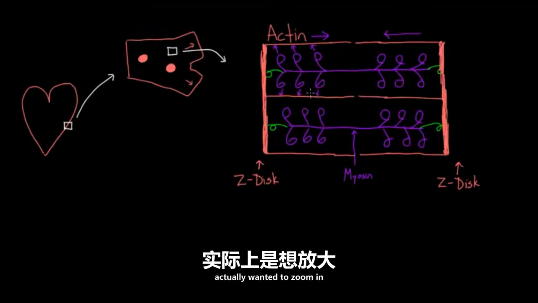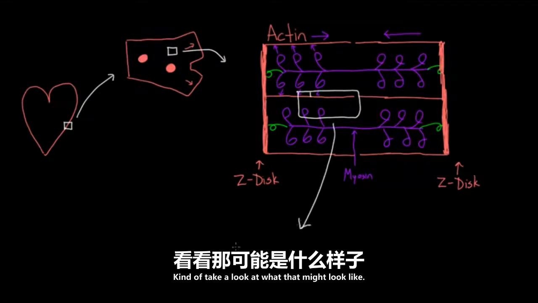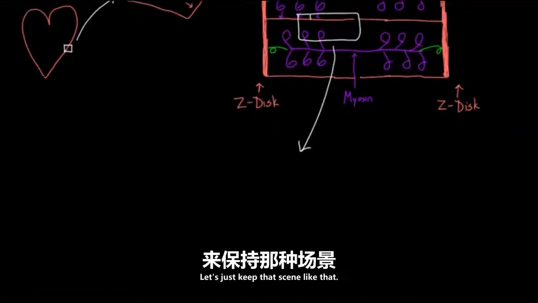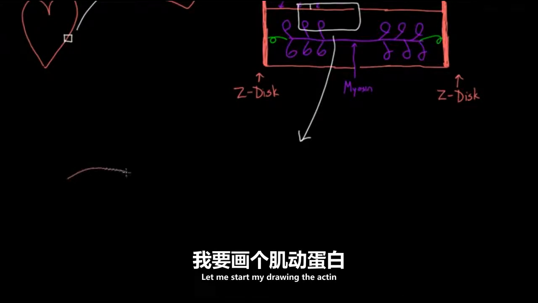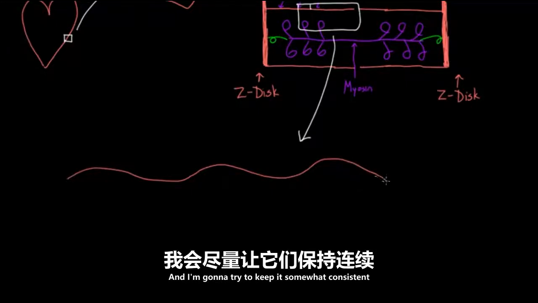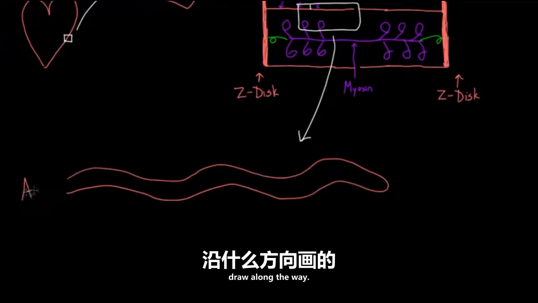Let's say you actually wanted to zoom in. Let's look at two of these. Let's say you wanted to zoom into something like this white box here, and take a look at what that might look like. Let's see that. I'm going to make a little bit of space on my canvas, but let's just keep that scene like that. Let me start by drawing the actin. It'll look something like this, and I'm going to try to keep it somewhat consistent so you can actually see what it is that we're going to try to draw along the way.